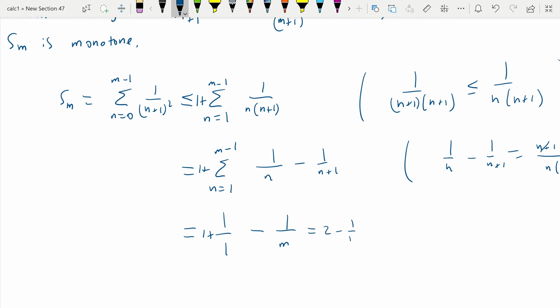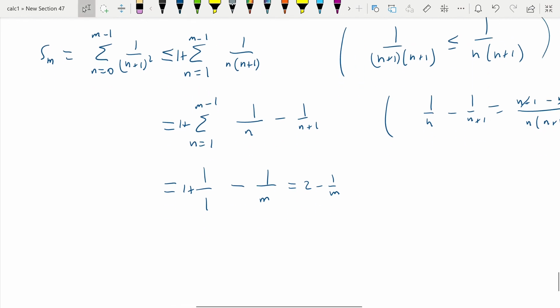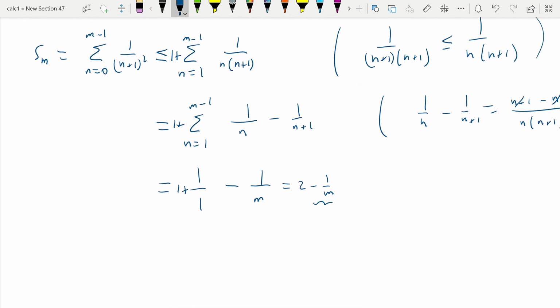This is 2 minus 1 over m. And of course, this is a negative number, so we're subtracting something from 2, so this is always less than or equal to 2. In fact, this is strictly less than 2, but later on we're going to be taking limits, so we better get used to using the less than or equal to. Even if we have a very small number and we're subtracting something, it's better to use this symbol instead of just less than.